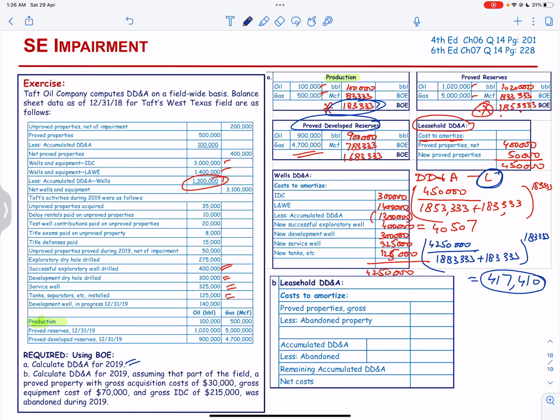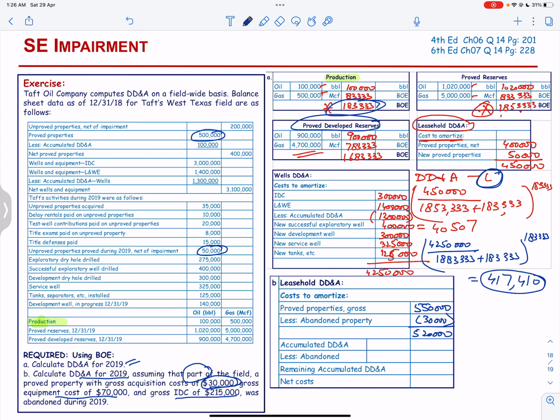We go to part B, calculate DD&A for 2019. Assume that part of the field's proved property with gross acquisition cost of 30,000, gross equipment cost of 70,000, and gross intangible drilling cost, they are abandoned. So first of all, we are going to have the proved properties gross, and you can see that the gross will be proved property 500,000 plus 50,000, that makes 550,000, and from this they have abandoned the property worth 30,000, so we will subtract 30,000, so that gives us 520,000.